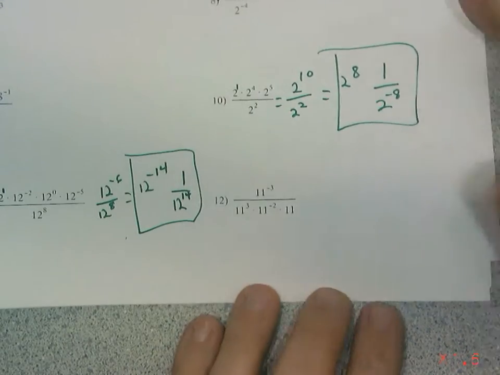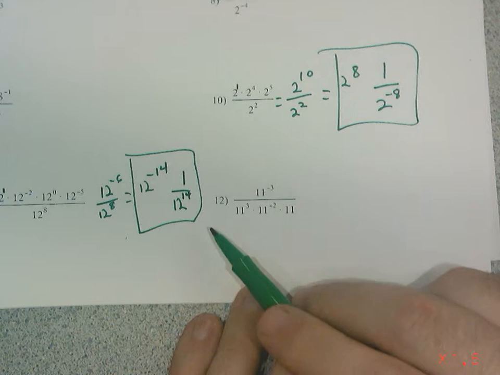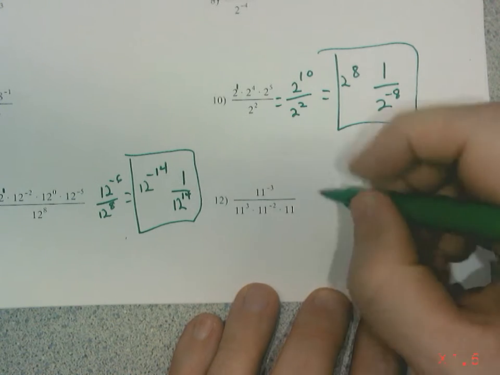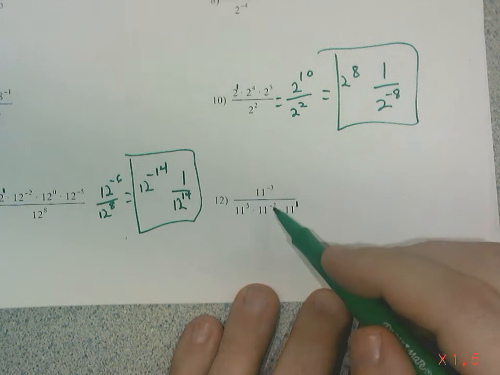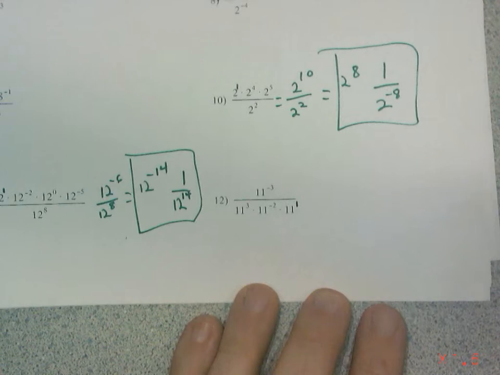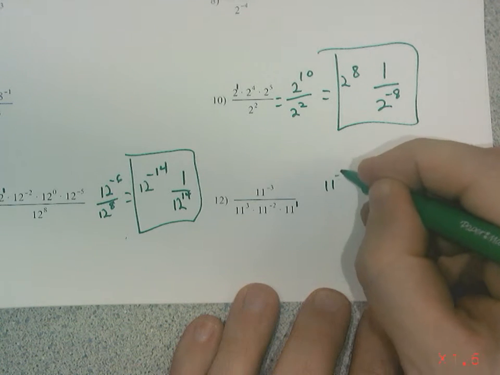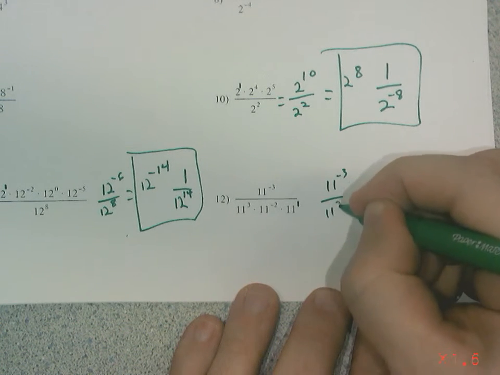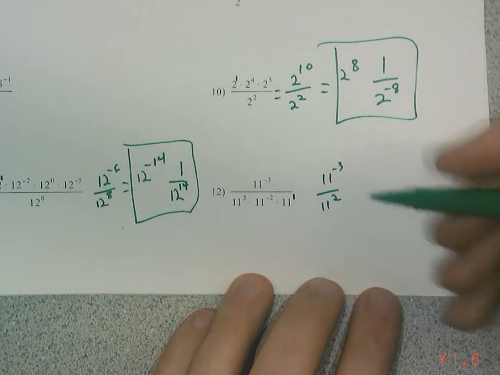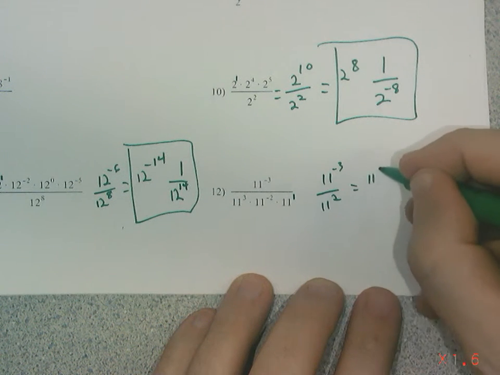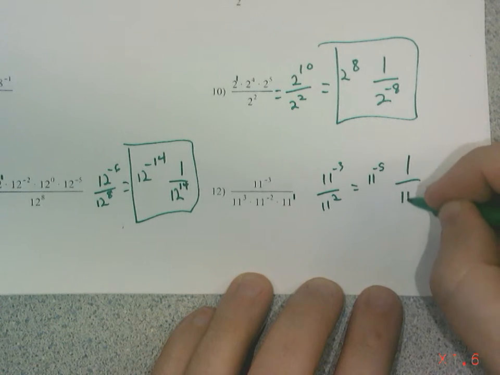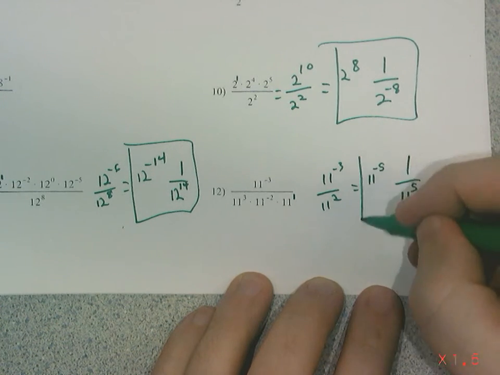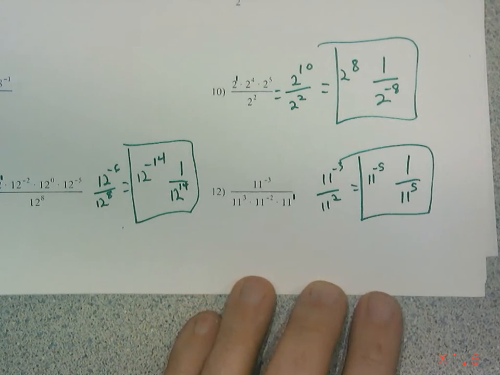Okay, one more. So I've got 11 to the negative 3 on top, and then I've got 3, negative 2, and just an 11, so we're going to put a 1 next to that one. We're going to simplify the multiplying first. So 3 plus negative 2 is 1, plus 1 is 2. So I have 11 to the negative 3 over 11 to the 2nd. Negative 3 minus 2 is negative 5. And then make him happy, goes downstairs, 11 to the positive 5. And that would be your two answers.